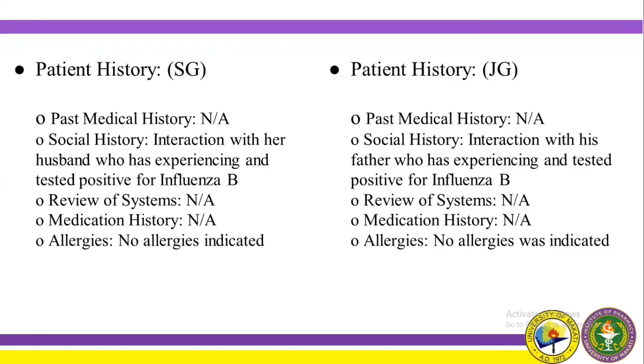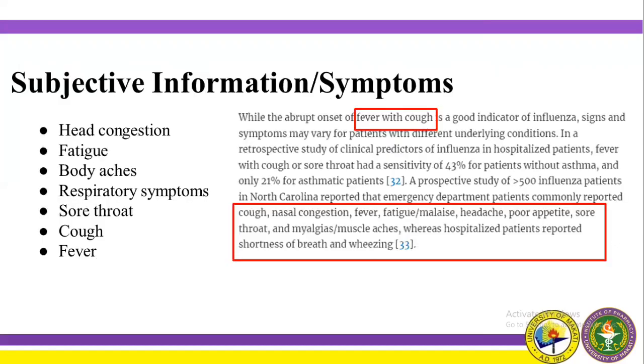Patient SG, who is the wife of patient CG. Social history, also interaction with her husband who was experiencing and tested positive for influenza B, and no allergies indicated. Patient JG, who is the 5-month-old infant. Social history is interaction also with his father who is experiencing and tested positive for influenza B.